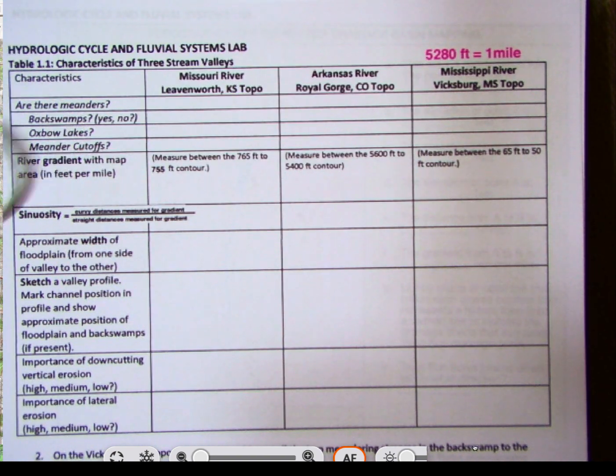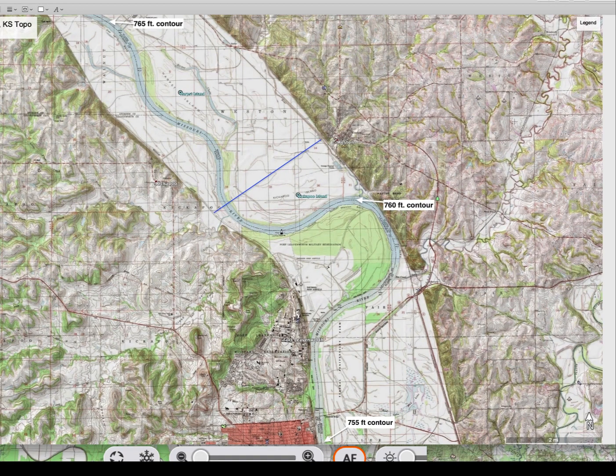So the first question is asking us to look at whether there are any meanders, any back swamps, any oxbow lakes, or meander cutoffs. So when we look at the map here, I do see a big meander here. I see what appears to be an older oxbow lake down over here. There are floodplains, but I don't really see the back swamps. Remember, in this case, the width of the stream valley here is the meander belt. So this looks like a stage 2 stream.